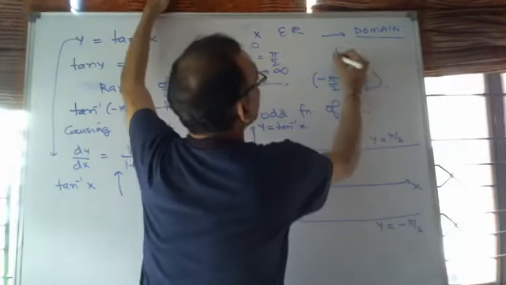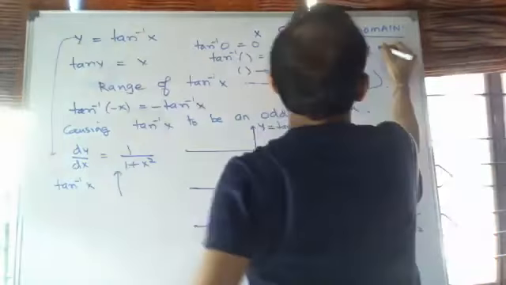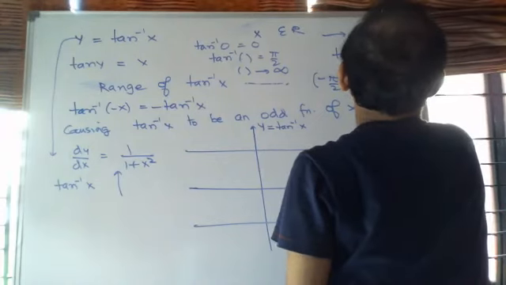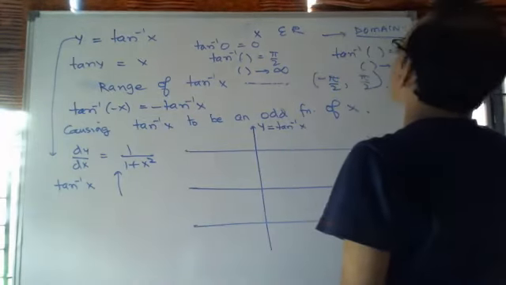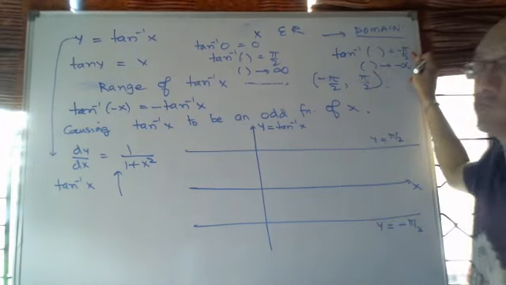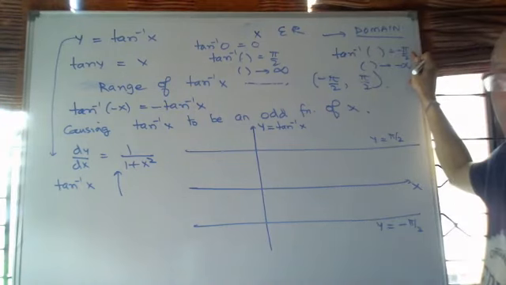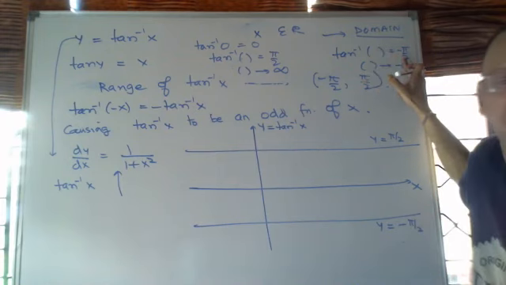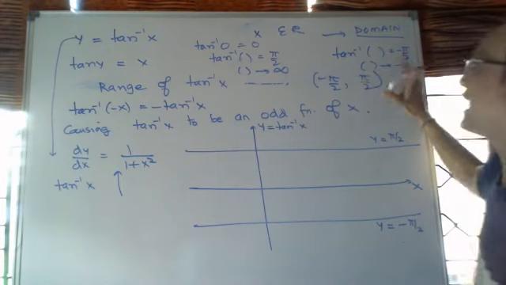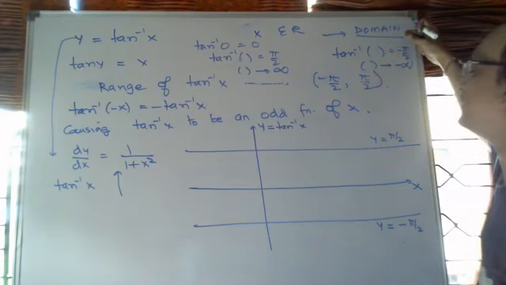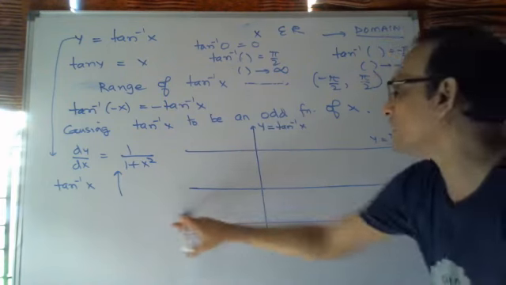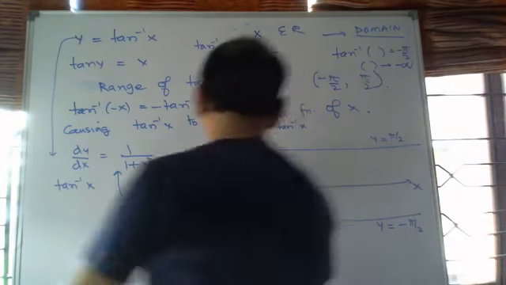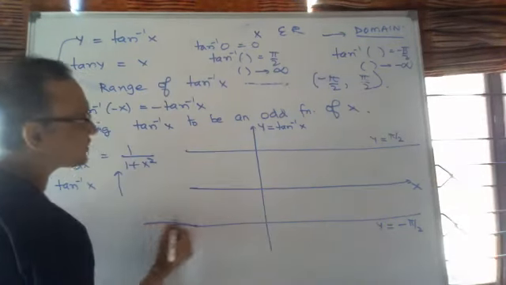And when I say tan inverse something is minus pi by 2, then this something must be minus infinity. Tan minus pi by 2 is minus infinity. That means tan inverse of minus infinity would be minus pi by 2. Tan inverse plus infinity will be pi by 2, tan inverse minus infinity will be minus pi by 2, and tan inverse 0 is 0. So the graph will look like this, and it's an increasing function.